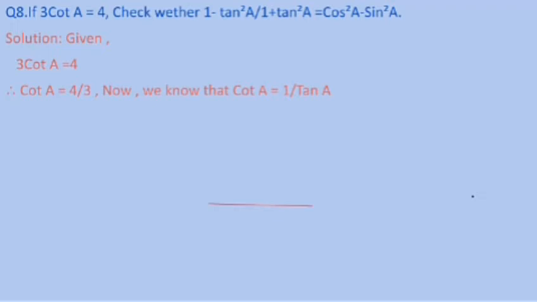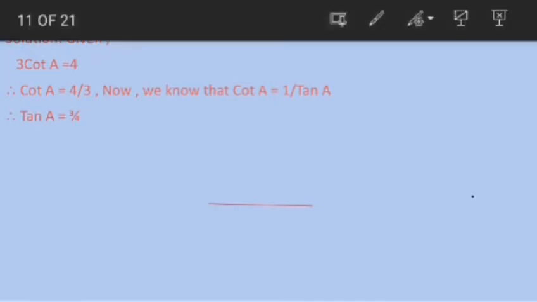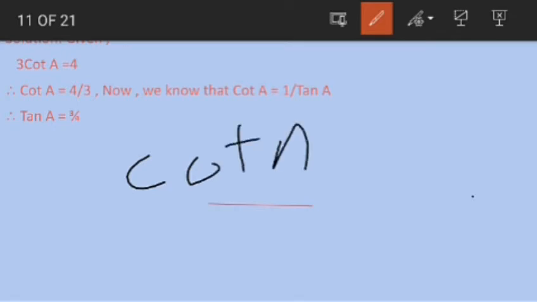We also know that cot A equals 1 by tan A, or you can say that cot A is the reciprocal of tan A. So when I reverse the value 4 by 3 into 3 by 4, we will get the value of tan A. Okay class, so tan A is going to be 3 by 4. For instance, we have cot A equals 4 by 3.